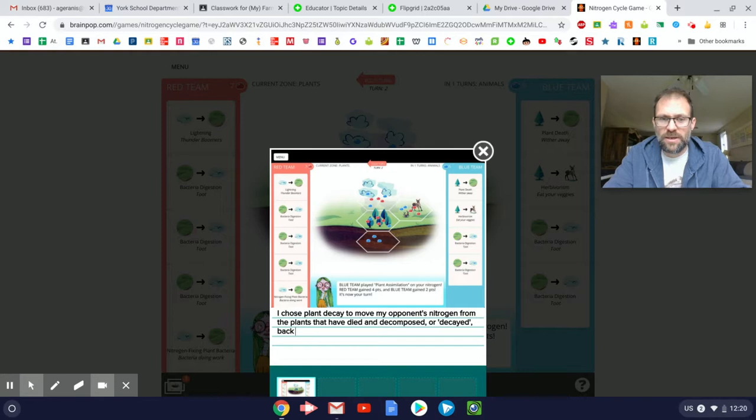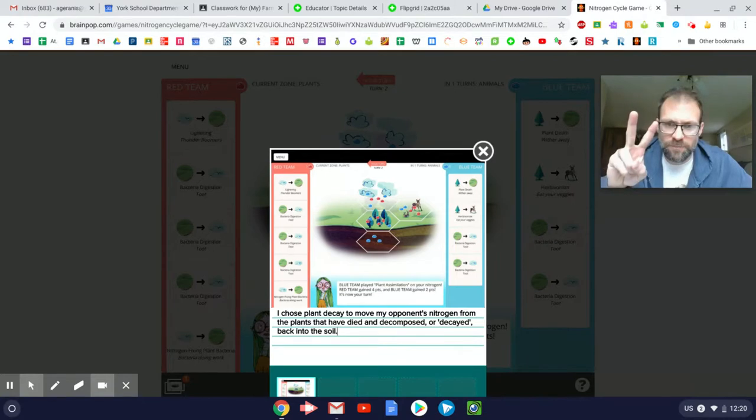Back into the soil. So notice how my description shares with Mr. Geronis my understanding of this part of the nitrogen cycle. When plants die, they break back down, they decay and they rot, and that nitrogen that was in the plants goes back into the soil. I need to share that with Mr. Geronis. You need to share that with me, okay, when you write your descriptions. You're going to write 2 of them today.